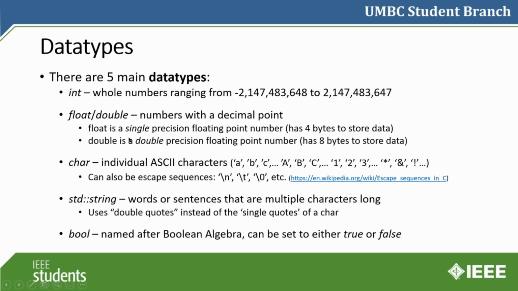The next set of data types is the float and the double. These are numbers that have a decimal point, which are also referred to as floating point numbers. So the float is a single precision floating point number, which takes up 4 bytes, and the double is a double precision floating point number, which takes up 8 bytes. Basically, the only thing you need to remember for this is that when regarding rounding errors, a double will have a greater precision than a float.